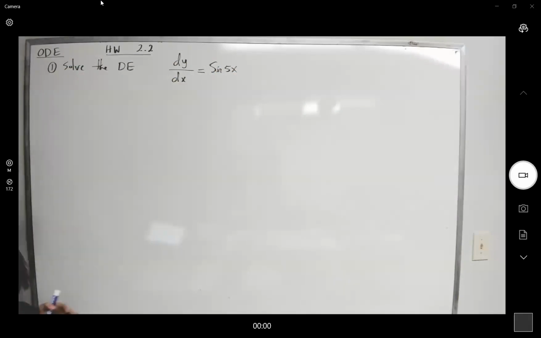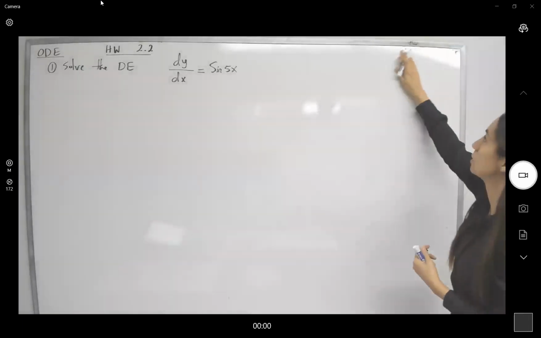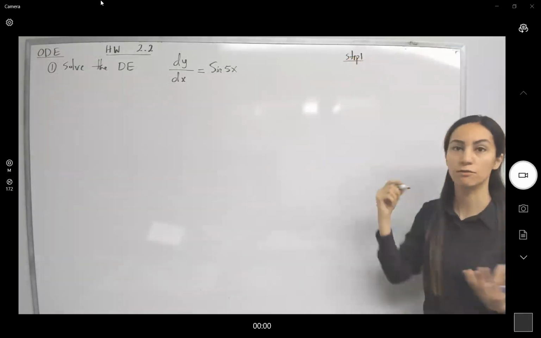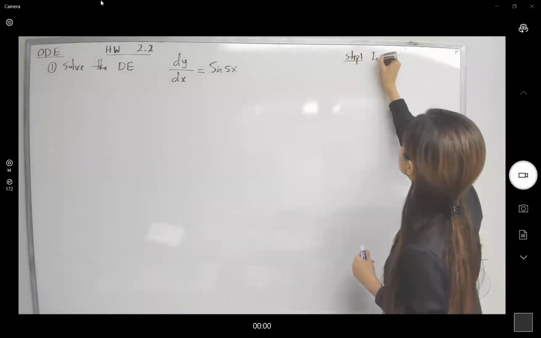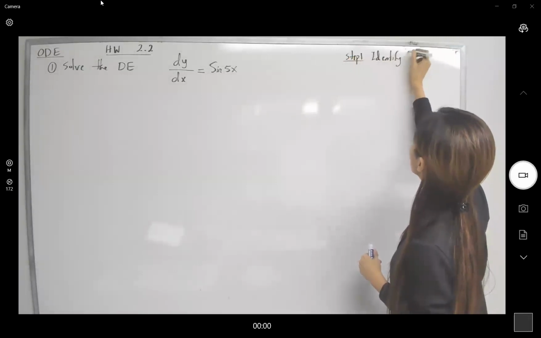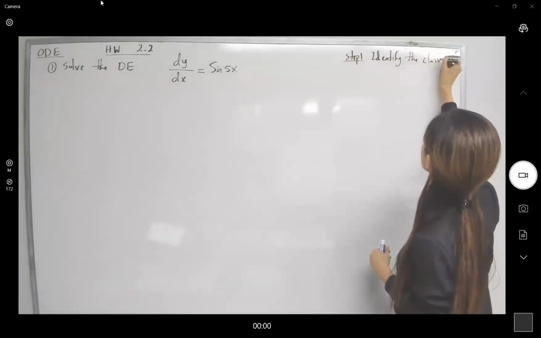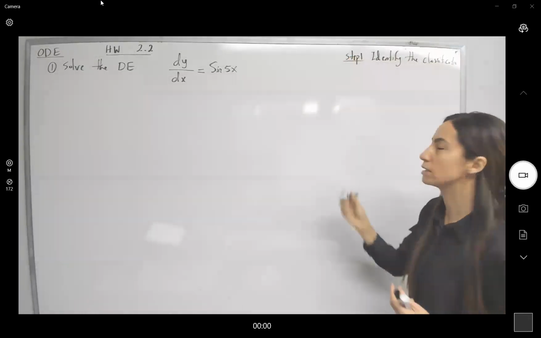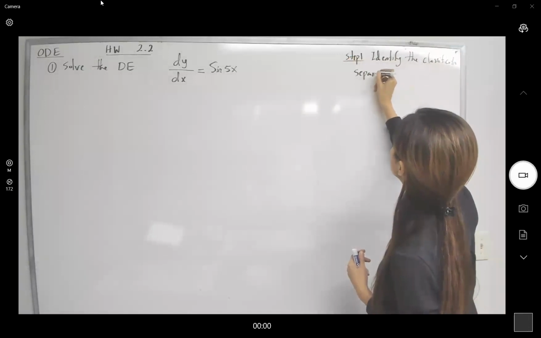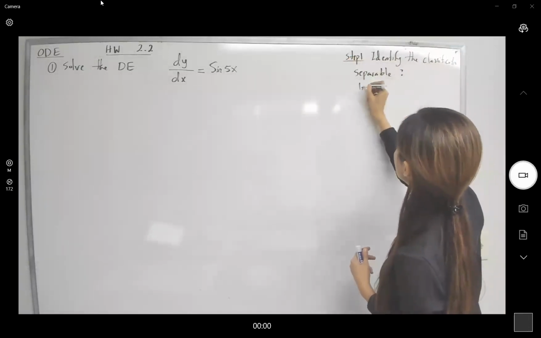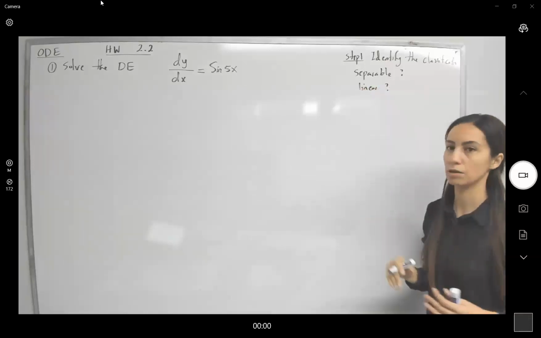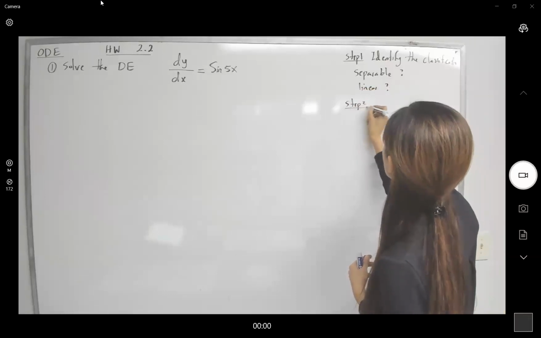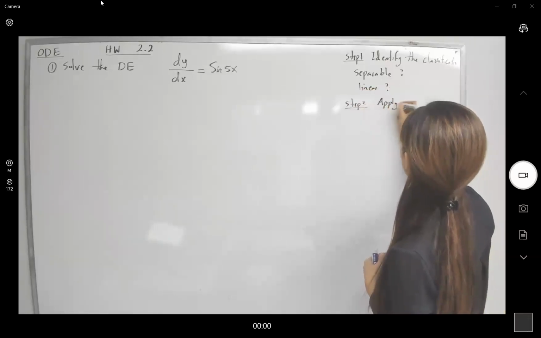When it comes to differential equations, you have to follow some steps. Step 1 is to identify the classification. So far we talked about separable and linear. Is it separable? Is it linear? Based on which one it is, you need to solve it. So step 2, apply the method.